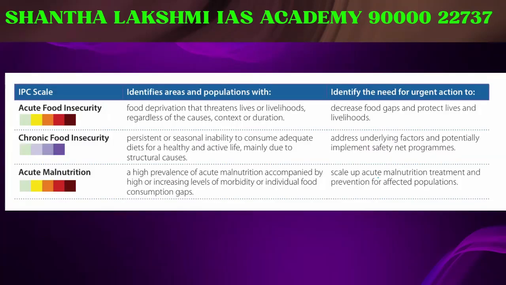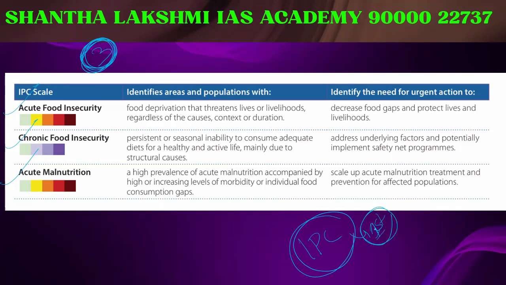So now let us go to the IPC scale of classification. How will it classify? It will classify into three main core areas, that is three scales: acute food insecurity, chronic food insecurity, and acute malnutrition. What we have discussed, its first function is technical analysis, right? So by technically analyzing the situation in any particular country, it will decide the situation of food security or hunger within these three scales: acute food insecurity, chronic food insecurity, and acute malnutrition.